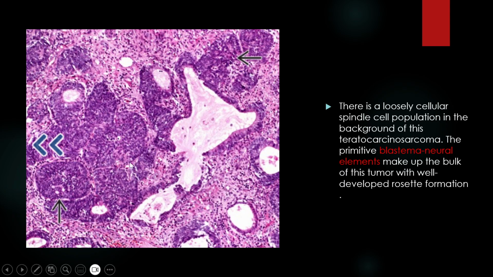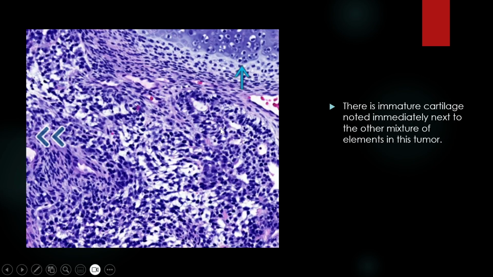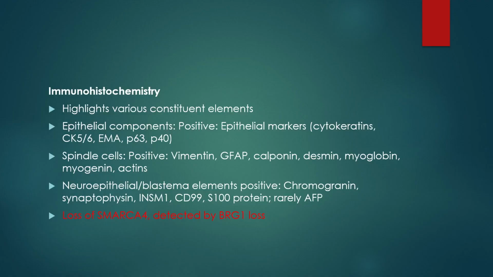Another one also shows this immature neural epithelium forming this rosette or pseudorosette. And then we also have this granular structure and some sarcomatoid spindle cell component. For the mesenchymal differentiation, sometimes we also can see this chondrosarcoma area mixed with this immature neural component. So this is teratocarcinosarcoma. The immunostaining just highlights different components, like the epithelial component.